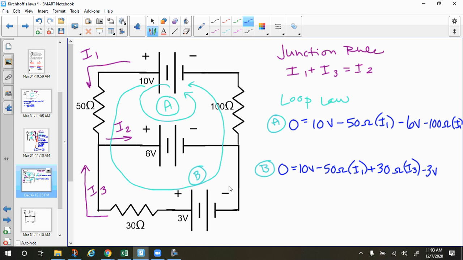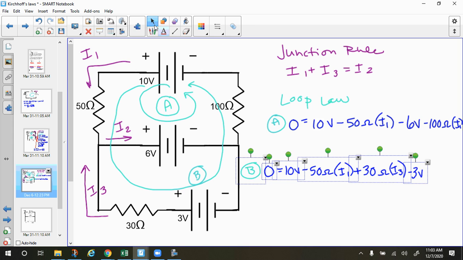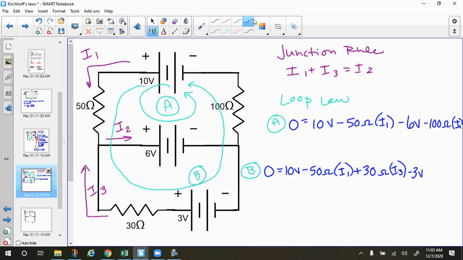And then we are going through this last resistor, in the same direction as the current. So that's the minus, maybe even less room on this one. Let me see if I can just move this over. Okay, so then we have minus 100 ohms times I1.